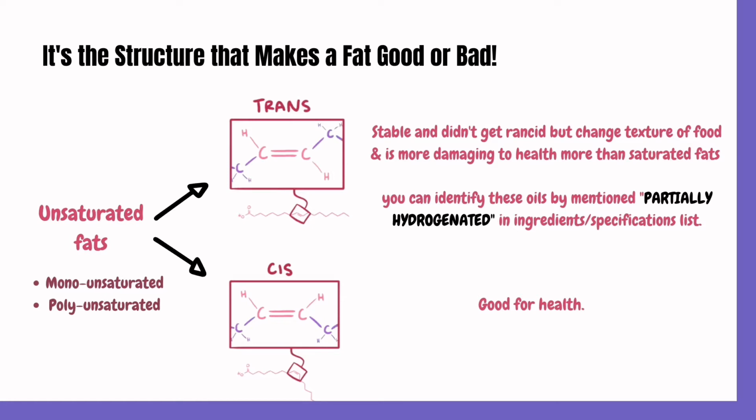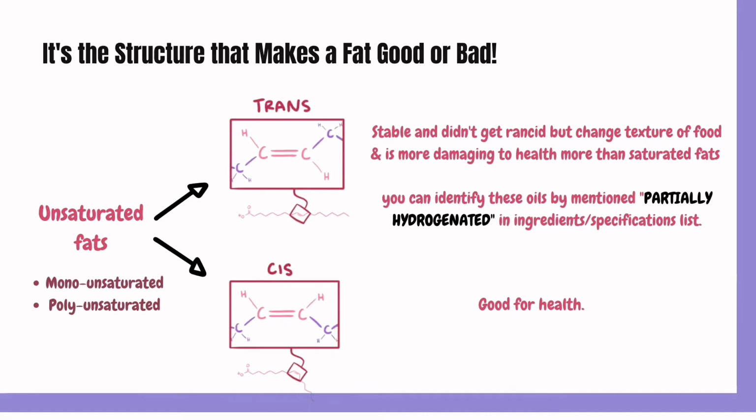Currently, trans fats are banned in many countries and even a little amount isn't allowed. Trans fats form during the process of partial hydrogenation during manufacturing and processing of oils. You can check your oil for trans fat by looking at the specifications label or ingredients list. If your oil label mentions partially hydrogenated, it means it contains trans fat. On the other hand, cis fats are good for consumption.